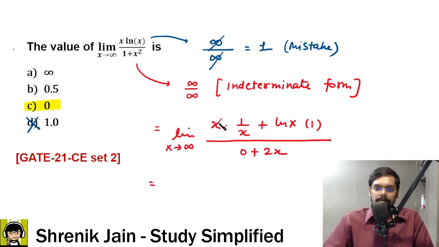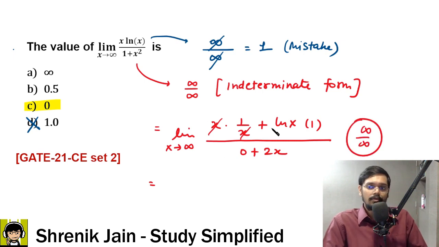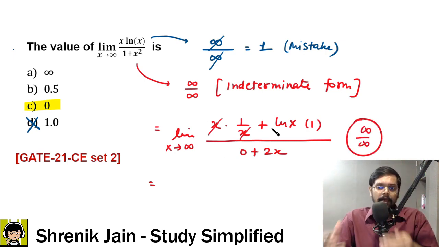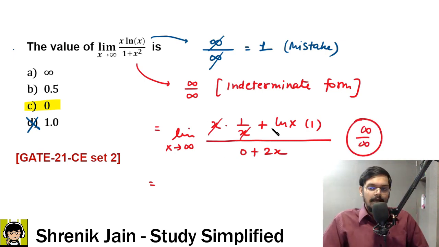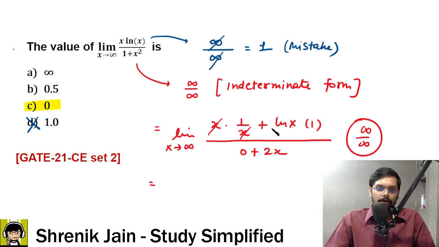Okay, sir, this is getting cancelled. (1 plus ln x) divided by 2x, again it is infinity by infinity form. Yes or no, everyone? Do the direct substitution: 1 plus ln infinity is infinity, upon 2 into infinity, infinity. If it is infinity by infinity form, apply L'Hopital again. Differentiate the numerator with respect to x. The differentiation of 1 is 0, the differentiation of ln x is 1 by x, and the differentiation of the denominator would be 2.